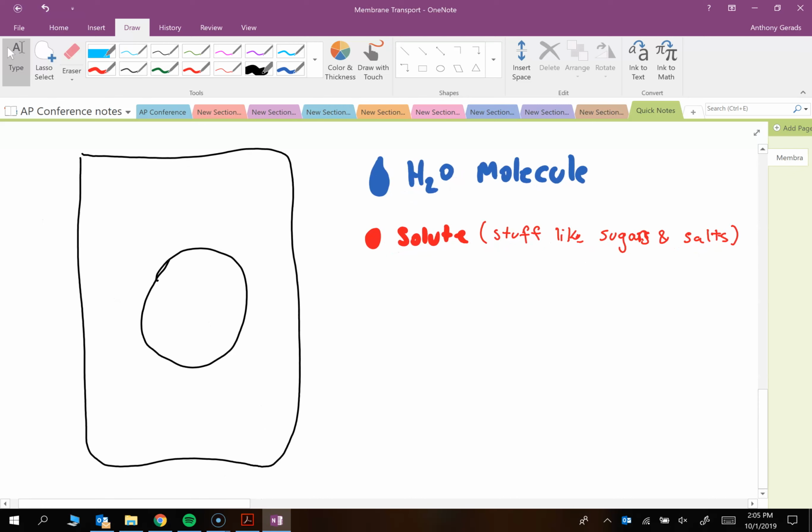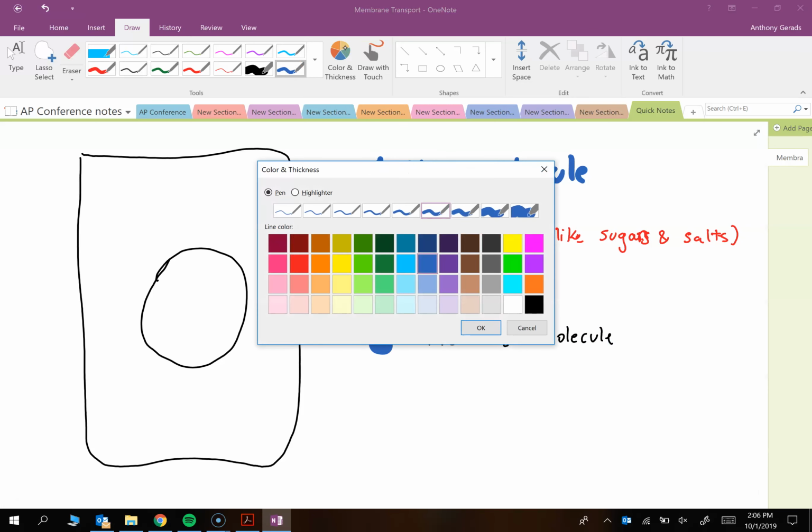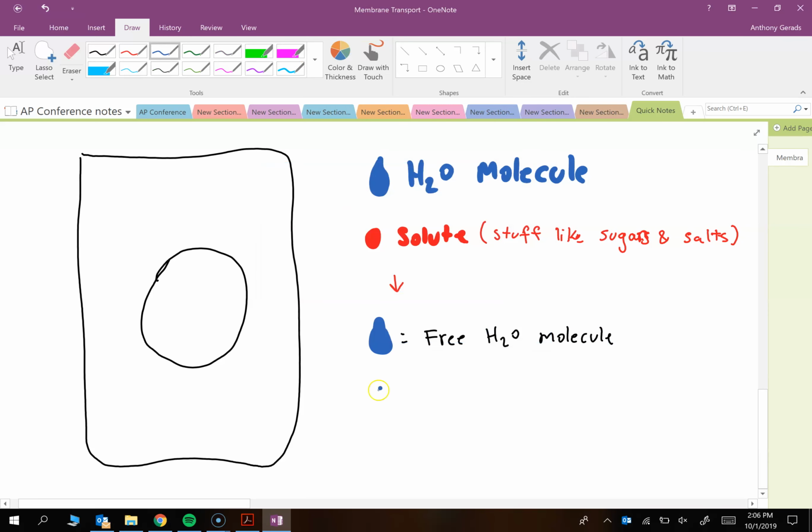Then I can also have a couple other words that I have on here. So if you see just this, that's water. It's going to be a free water. And if you see something like this, it's going to be a bound water molecule.